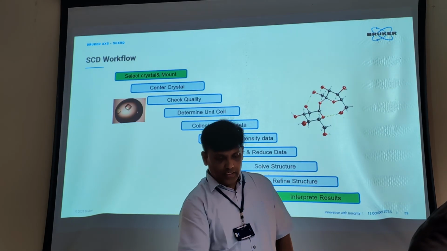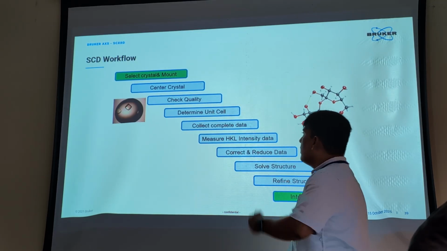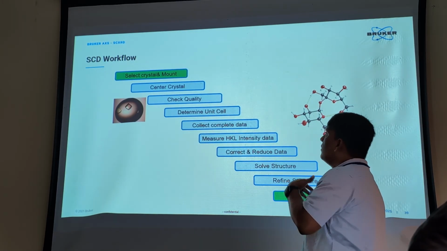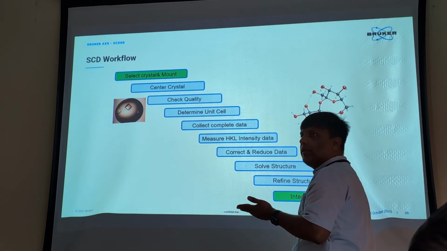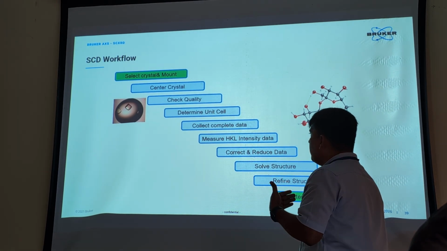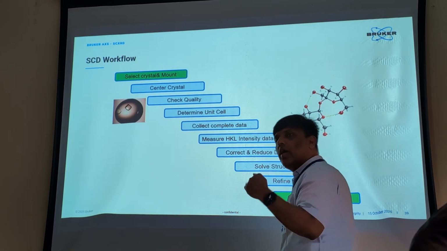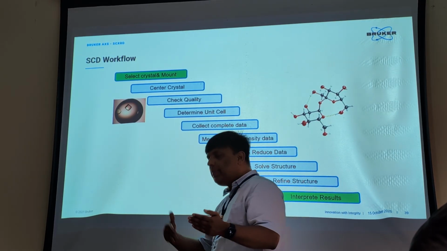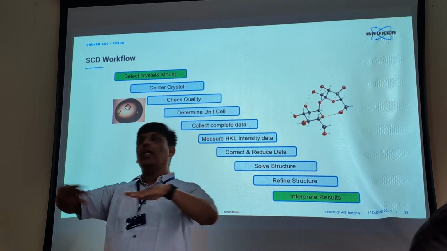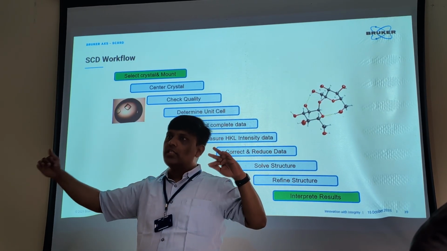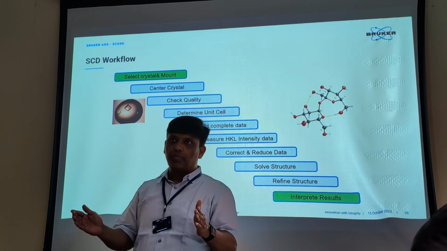Okay, and this is a typical workflow of your single crystal. Select the crystal and mount it, center your crystal to the X-ray, check the quality whether it is diffracting nicely, determine the unit cell. What is a unit cell? This is the smallest part of your crystal which repeats itself to go into the three-dimensional structure. So we are not determining the entire crystal. We just diffract the crystal, we determine a unit cell, that's the smallest part.